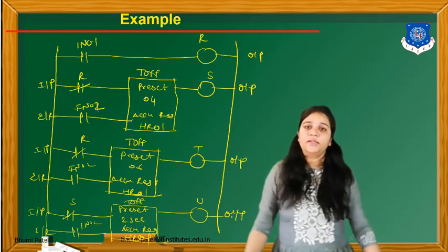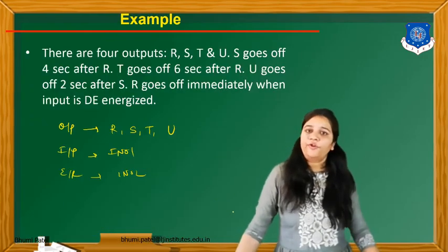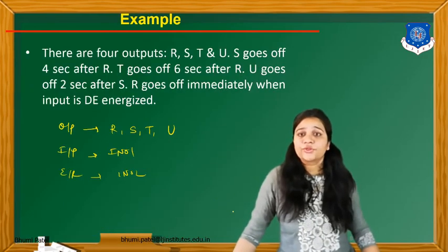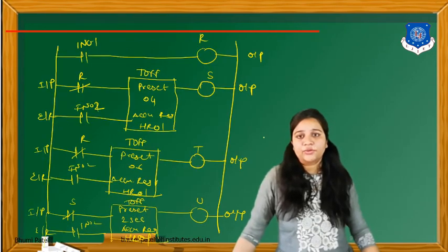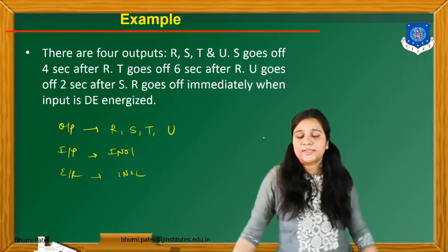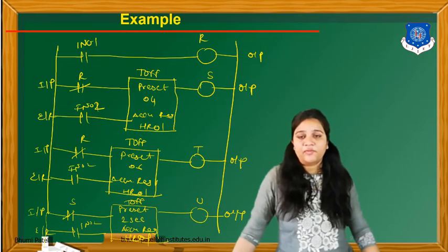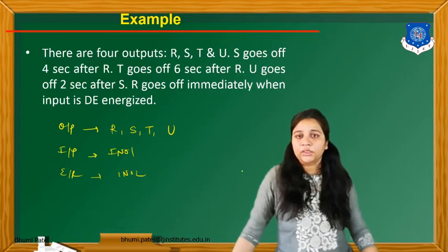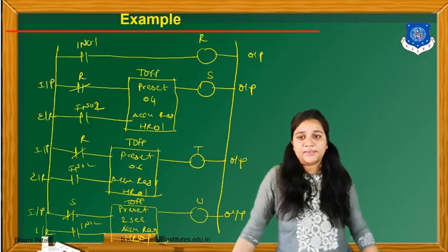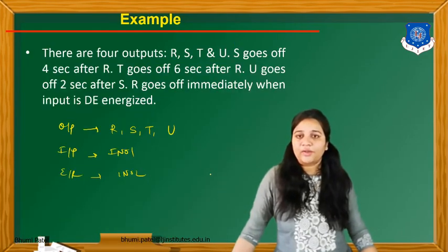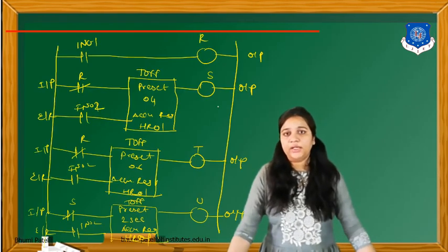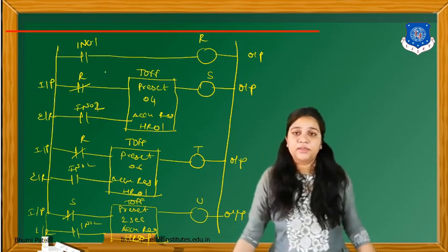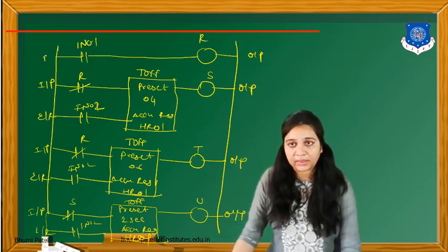Okay, now let's check the condition. The first is there are 4 outputs that we have to draw. S goes off 4 seconds after R. So after R, S goes off. Then T goes off 6 seconds after R. Again after R, after 6 seconds T goes off. Then U goes off after 2 seconds of S. So we can take S as the input for the U, and we can take the preset value 2. And R goes off immediately when the input is de-energized. So we can take R here, directly connected with the input signal.